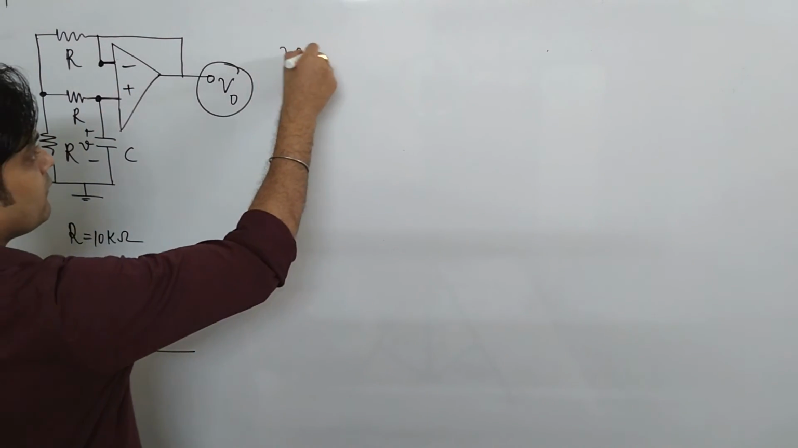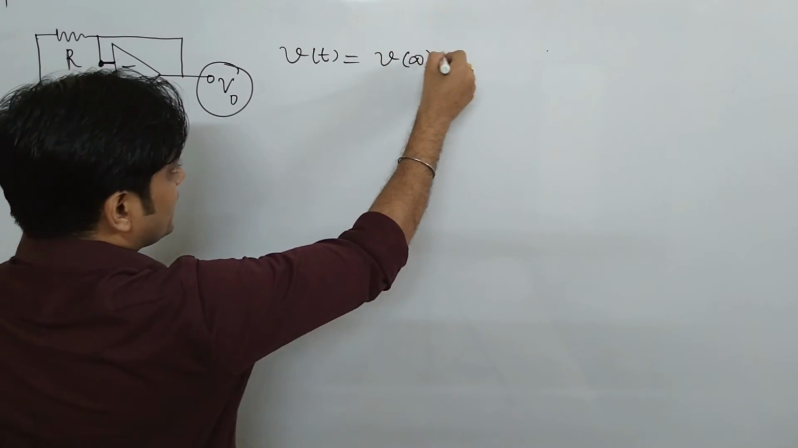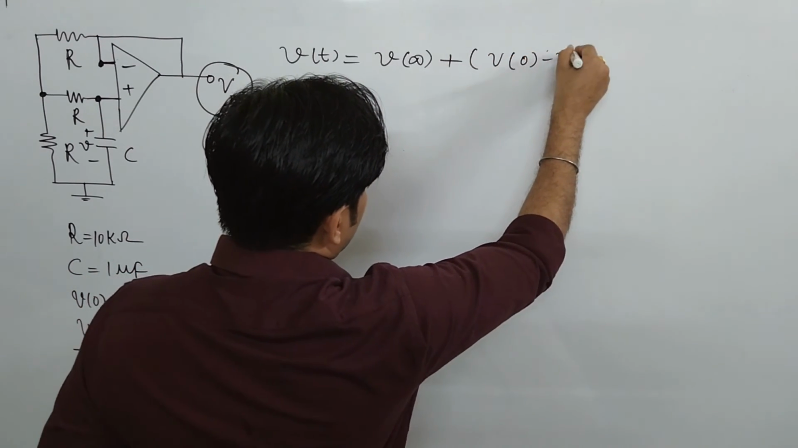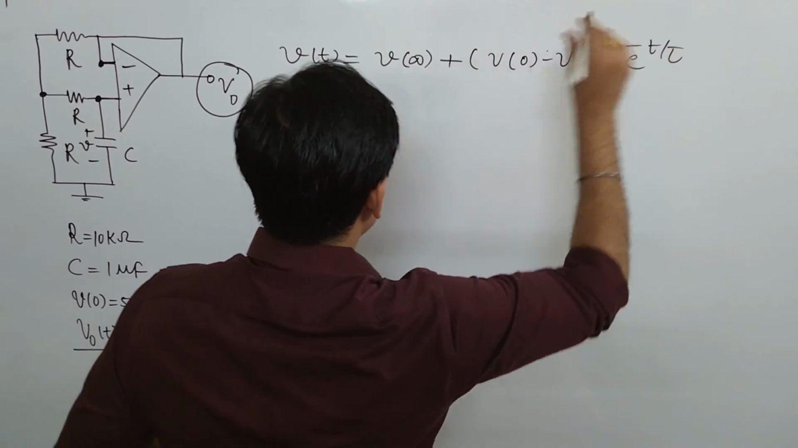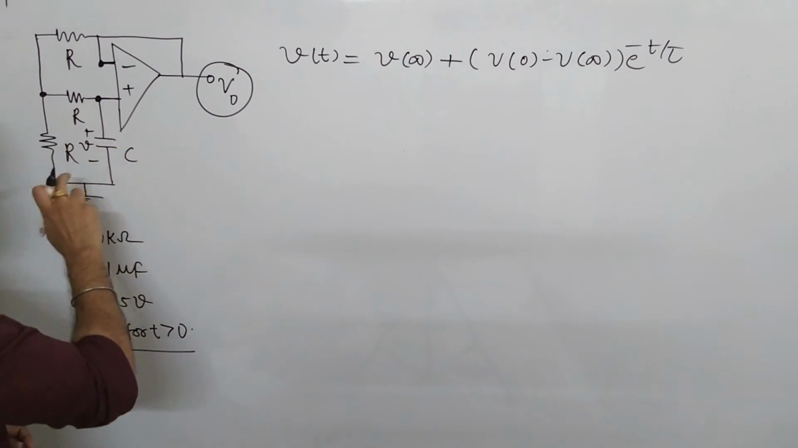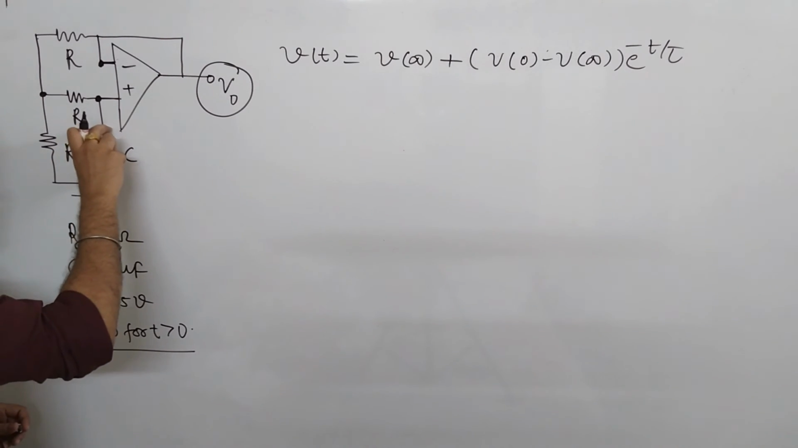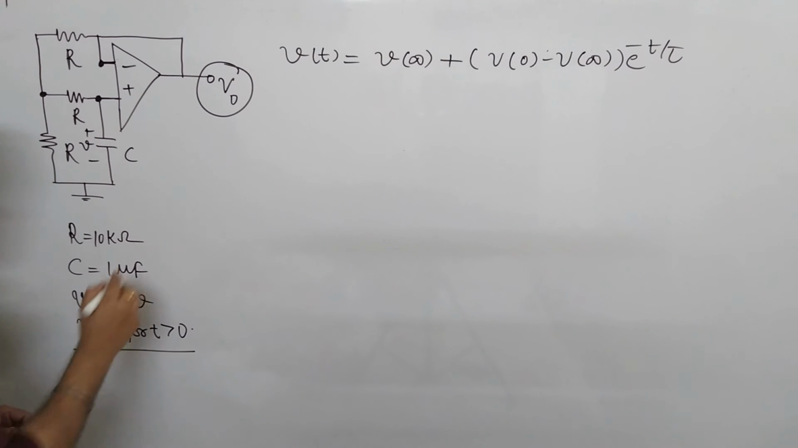So if you apply the formula for finding the voltage across the capacitor, that comes to be V infinite plus (V0 minus V infinite) e to the power minus t by tau. Very important thing, this is the voltage across the capacitor, not the output voltage. So don't confuse it. You have to find the value of V(t) first and then only you can find the value of V0(t), because it is an initial condition based problem.